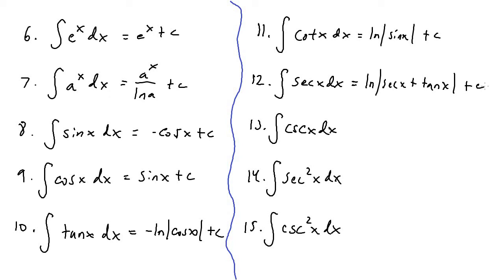For number 13, the integral of cosecant x is going to be negative natural log absolute value of cosecant x plus cotangent x, and then plus c. Now for number 14, the integral of secant squared x dx is going to be equal to tangent of x plus c, because remember the derivative of tangent x is secant squared. Now for number 15, the integral of cosecant squared of x dx. Remember, the derivative of cotangent x is negative cosecant squared, so the integral of positive cosecant squared is going to be equal to negative cotangent of x plus c.